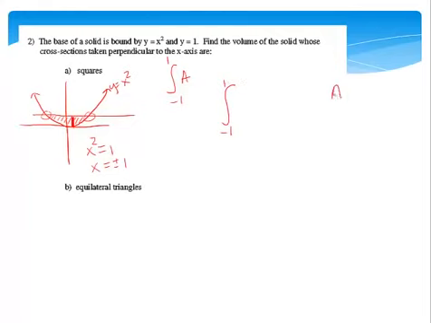Now, what's the area of a square? Well, the area of a square is s squared. How do I figure out how long this side is? Remember, that's top minus bottom. So top is 1 minus the bottom, x squared. That's just the side length, and we need to square that whole thing.